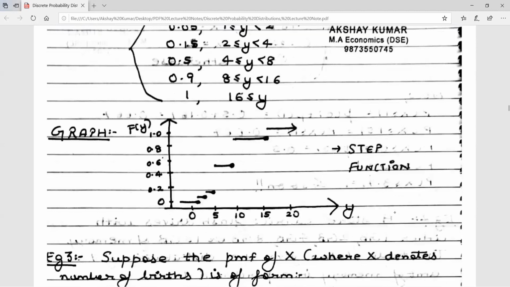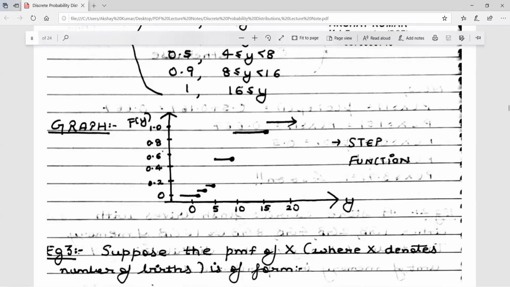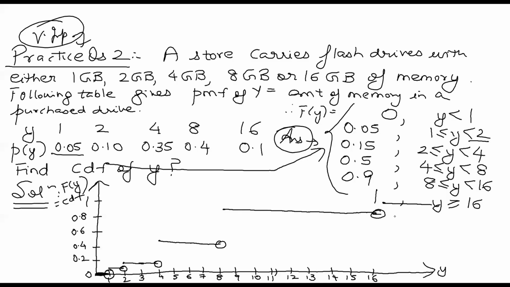Okay, so now there is one last question I plan to do and then we stop. Let's do one last question. Okay, so this is my practice question 3.